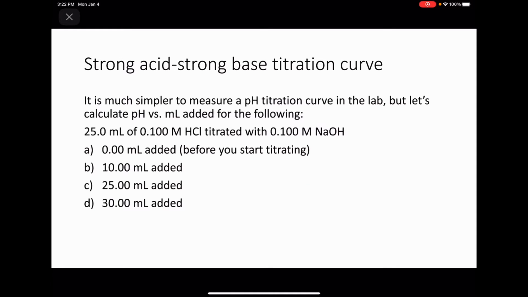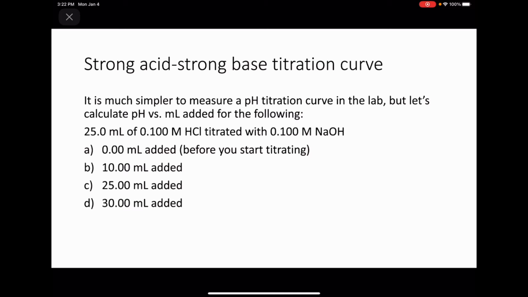All right, so let's do this. The idea of a titration curve in lab is actually quite simple. You just make up whatever you're going to titrate, put a pH meter in there and add acid or base, figure out the pH versus milliliters added, plot it, and you have your titration curve. As with buffers, in class it's a little more complicated, but it's nothing we cannot do.